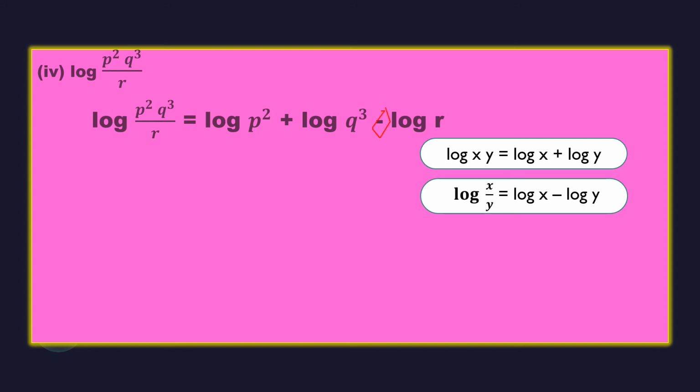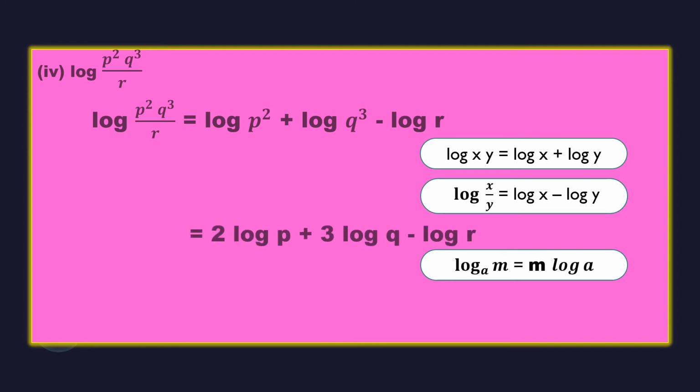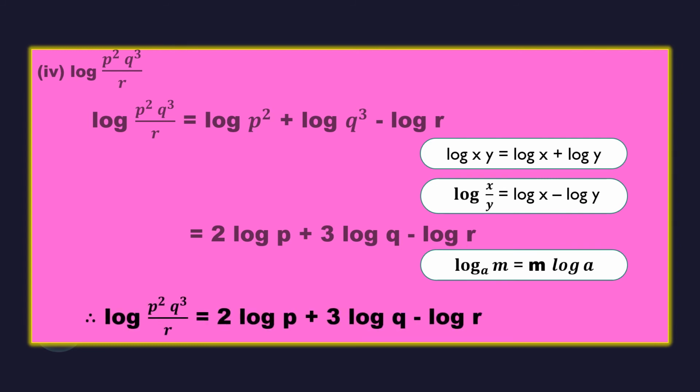Here again power is there. Whenever powers are there, you have one formula: log m base a equals m log a. Simple, the power will be sent to the front. So it will become 2 log p plus 3 log q minus log r. He asked only to expand, so we expanded it. So we can write log of p square q cube by r as 2 log p plus 3 log q minus log r. Let us go to the next problem now.